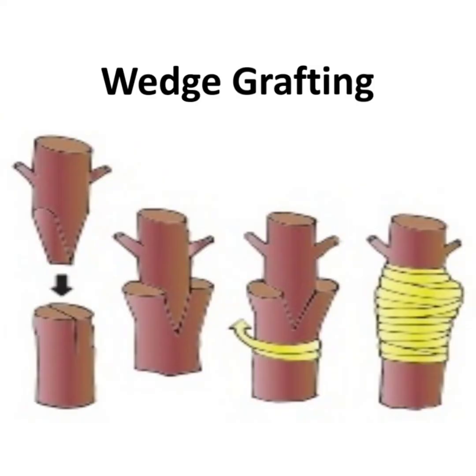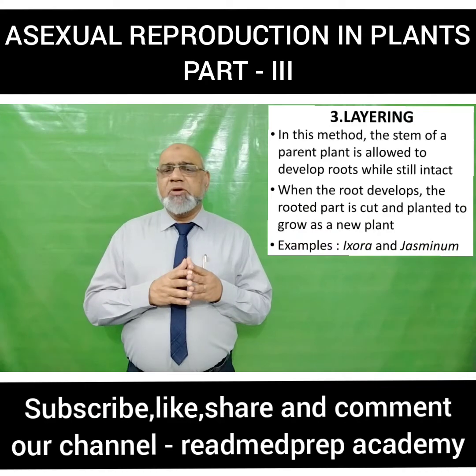Here you can see the wedge grafting where the scion tip is made into a wedge and the stalk is also cut appropriately, and the scion is fixed into the stalk and is bandaged. Now let us move on to layering.